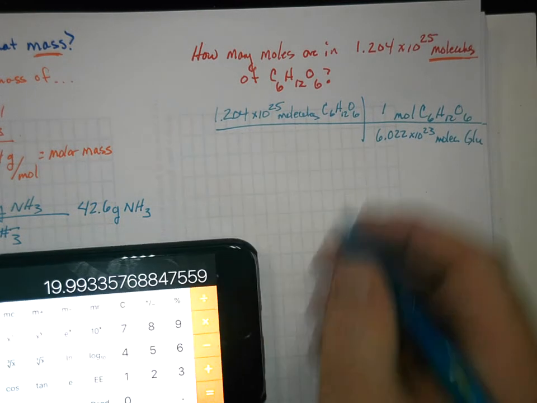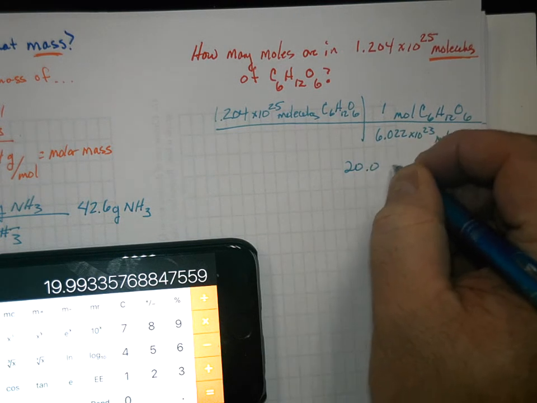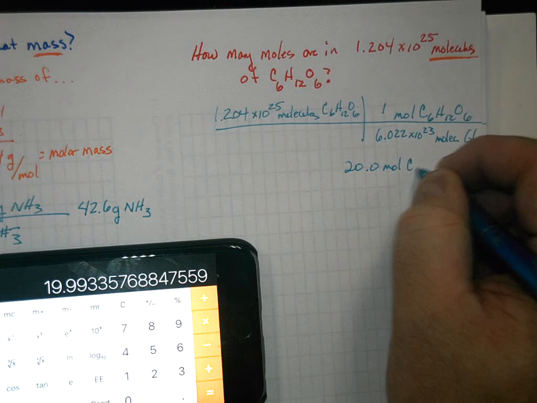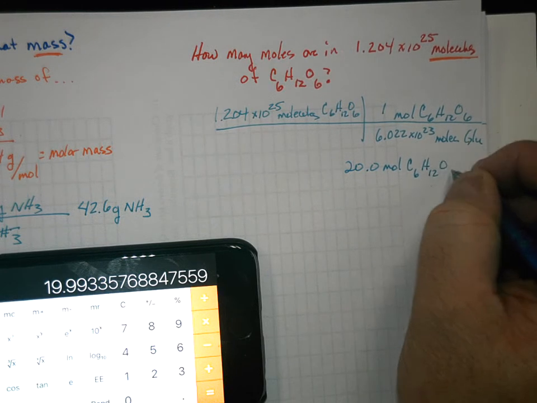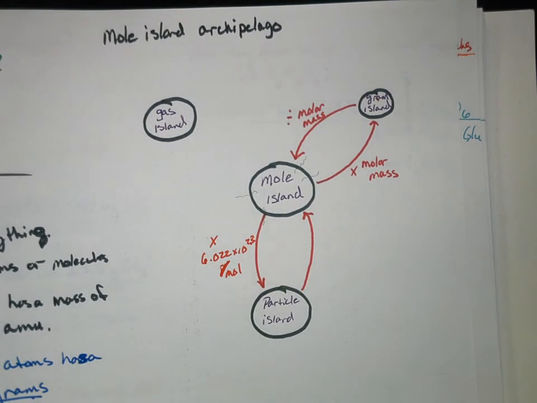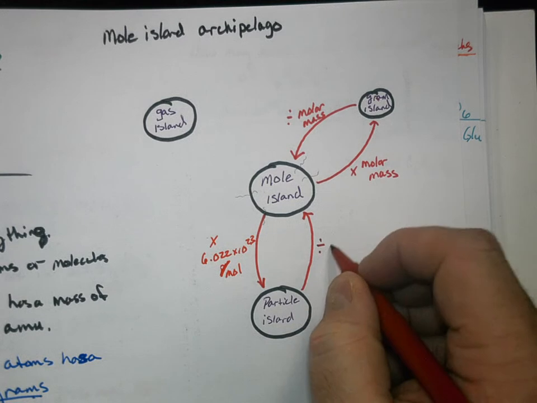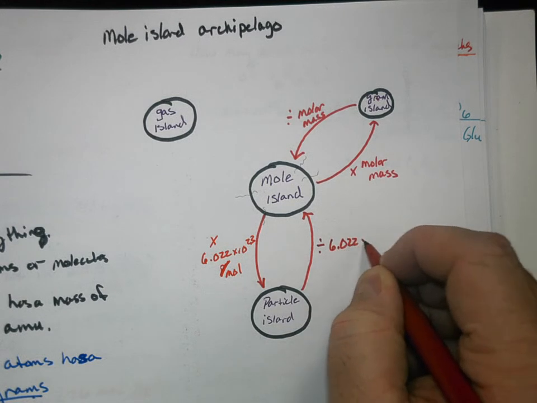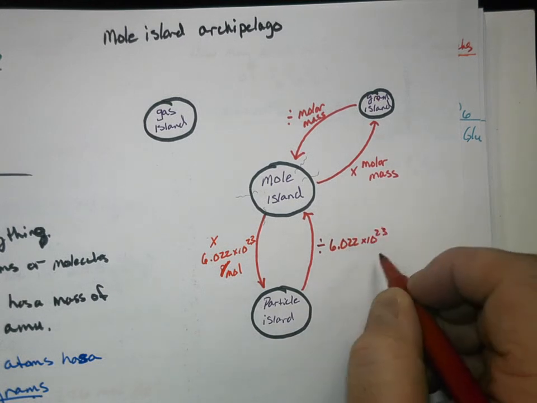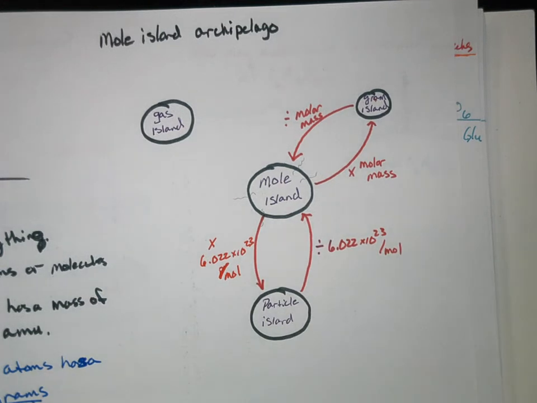Okay, and this winds up equal to 20.0 moles of C6H12O6. And that brings us back to our island over here. How do we go from particle island back to mole island? We divide by 6.022 times 10 to the 23rd per mole. Yeah? Yep. Question so far? We're almost there.